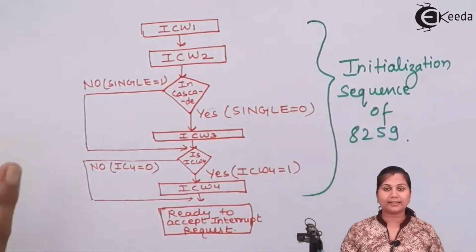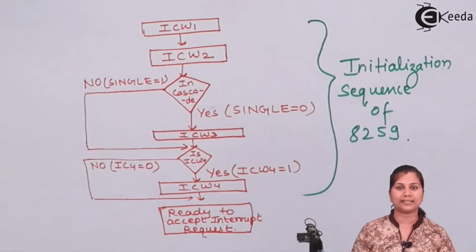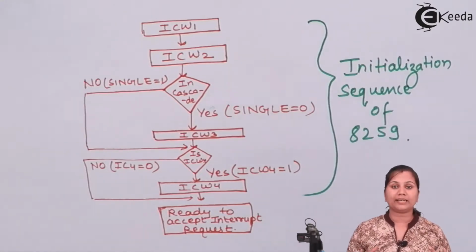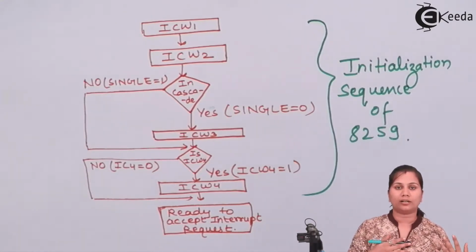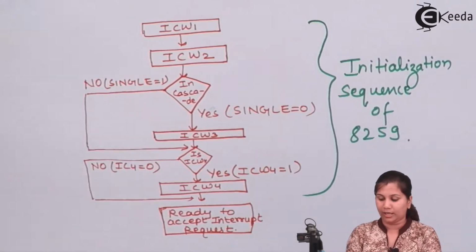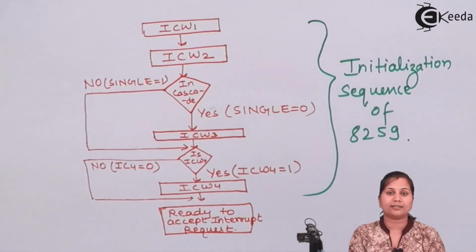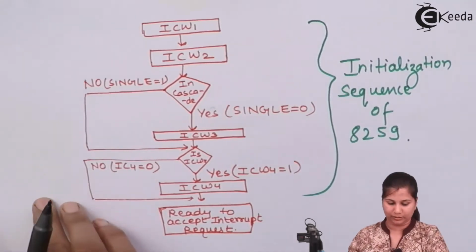So you can see that these initialization command words are basically initializing the IC. They are making it ready for its operation. Okay. Now let's come to the points: after the initialization, what will be the status of the 8259 IC. Okay.